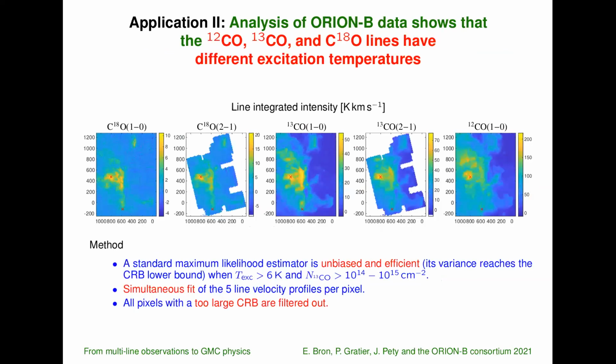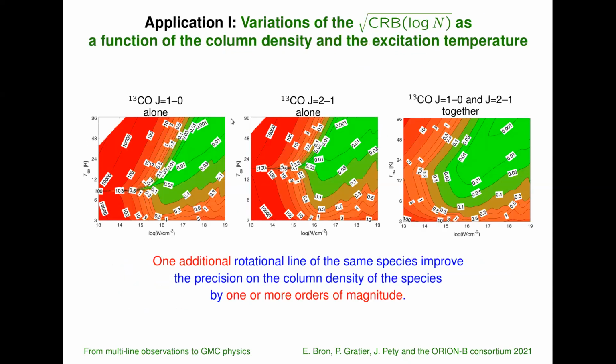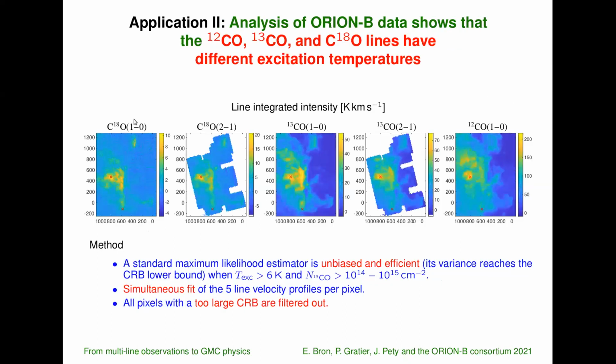The second application is to try to apply this to the interpretation of CO isotopologues. So I've just shown that having two rotational lines is much better than having one line. And unfortunately, in the Orion B project, we only did the 3 millimeter band. So the C18O(1-0), 13CO(1-0), and 12CO(1-0) are coming from the Orion B project.